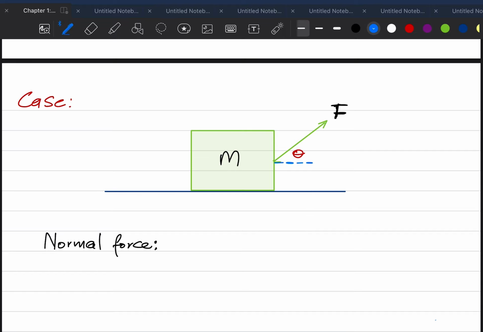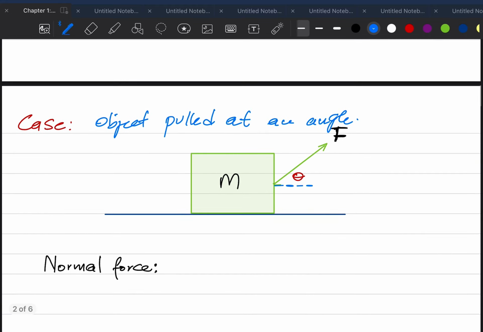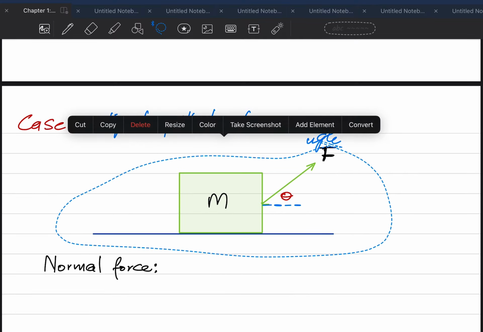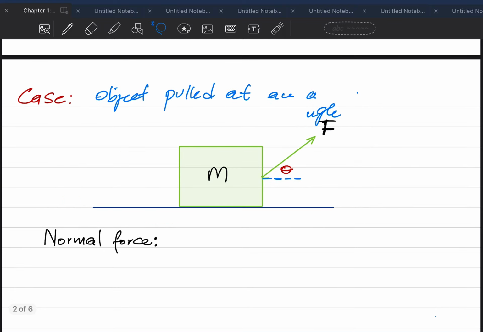Case 2: object pulled at an angle. Let me just fix this here.